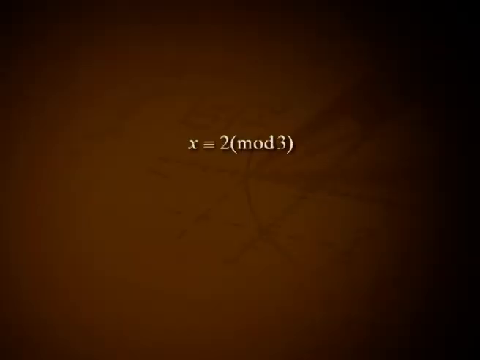Find a number that leaves the remainders 2, 3 and 2 when divided by 3, 5 and 7 respectively. Solution. The given problem corresponds to the system of three congruences x ≡ 2 mod 3, x ≡ 3 mod 5, x ≡ 2 mod 7.